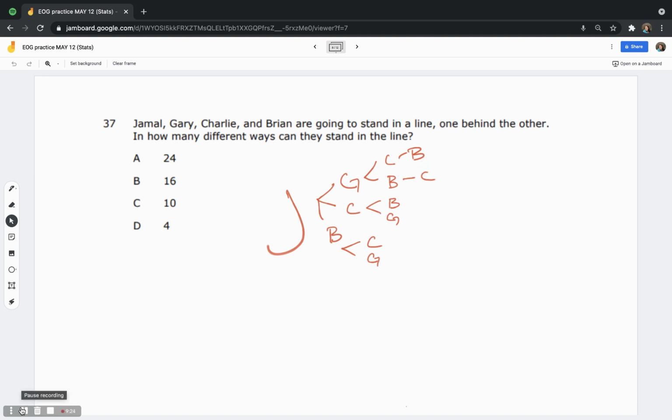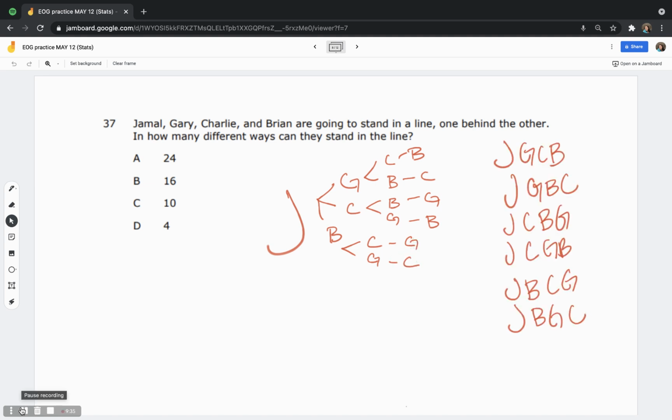Jamal, Charlie, Brian, Gary. Jamal, Charlie, Gary, Brian. Jamal, Brian, Charlie, Gary. And Jamal, Brian, Gary, Charlie. So I'm going to write out these outcomes really quickly. Okay, so these are all the outcomes if Jamal is first in line. And so there are 6 different outcomes.